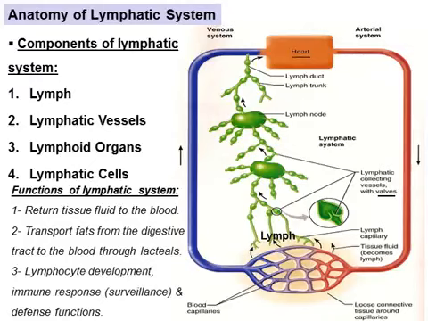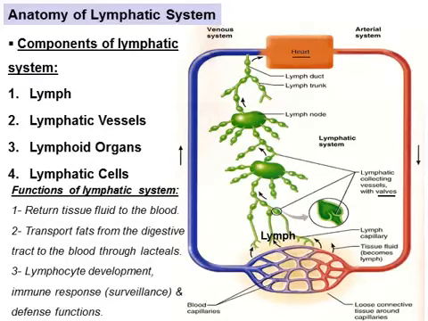The function of this lymphatic system is to return the tissue fluid back to the blood. So this tissue fluid that has leaked from the blood capillaries, the lymphatic system will return to the blood. Also, the lymphatic system transports the fats from the digestive tract to the blood through the lacteals. And lastly, the lymphatic system is important for lymphocyte development.